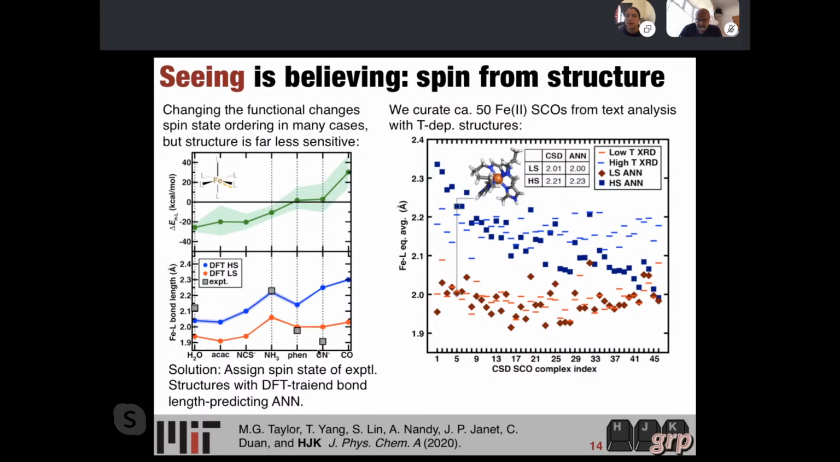And sometimes those points end up right on the same. They overlap, so the ANN does a really good job of predicting the exact bond length. Sometimes they don't, but in all cases, we can evaluate, is the high spin ANN bond length closer to this XRD bond length, or is it closer to the low spin? And in doing so, we can classify, if I'm looking at a structure, do I think it's in a high spin state or a low spin state?